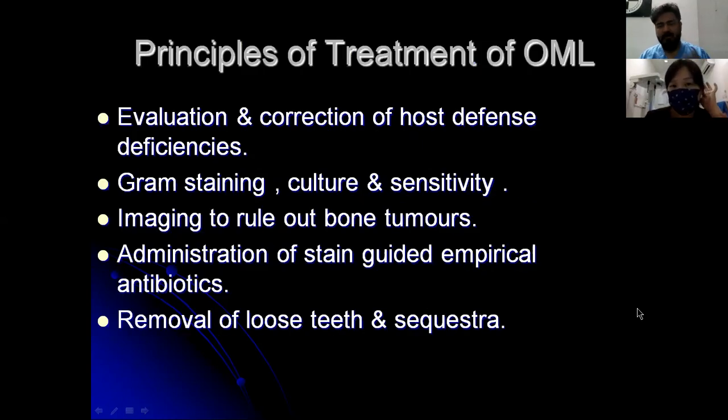But if you directly do a CT, you will not find anything, because of the step-by-step process of introducing the dyes and all. You can find out. Okay, then what are the various principles of osteomyelitis?